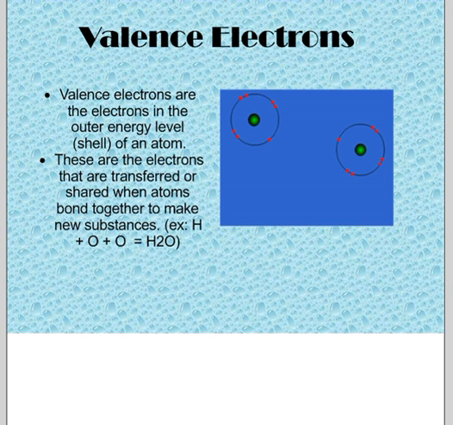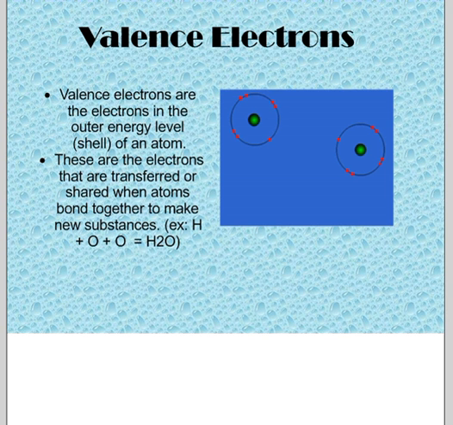So let's talk about what valence electrons are. Valence electrons are the electrons in the outer energy level or outer energy shell of an atom. These are the electrons that are transferred or shared when atoms bond together to make new substances.